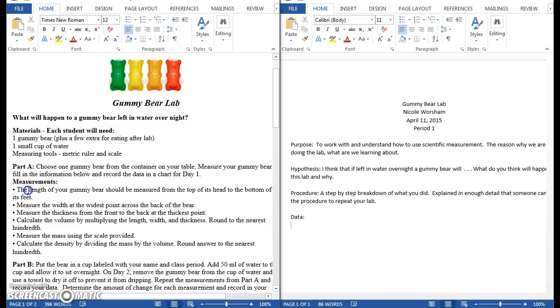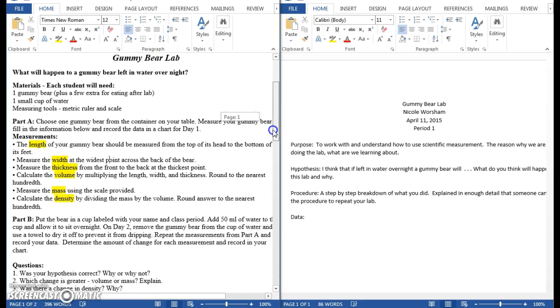So the measurements we're going to need, it looks like we will need the length, let's highlight that. We'll need the width, let's highlight that. Measure the thickness, highlight that. And calculate the volume. So we'll need volume. Measure the mass, so we're going to need a scale for measuring the mass. And calculate the density. Okay, so, several things. So, part A, we're choosing a gummy bear, and we're taking the length, width, thickness, volume, mass, and density.